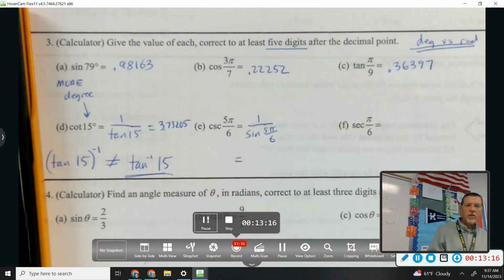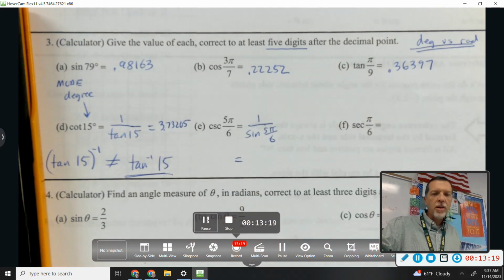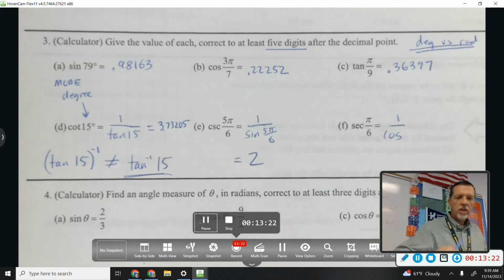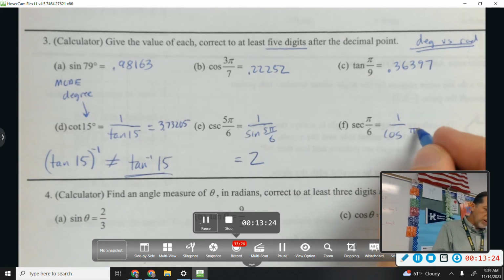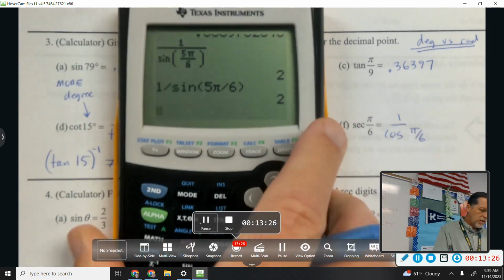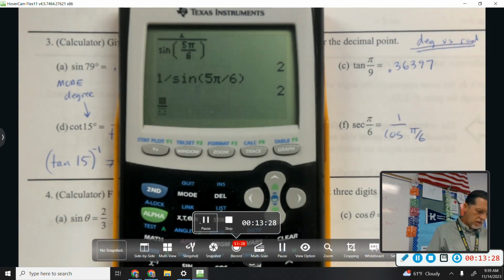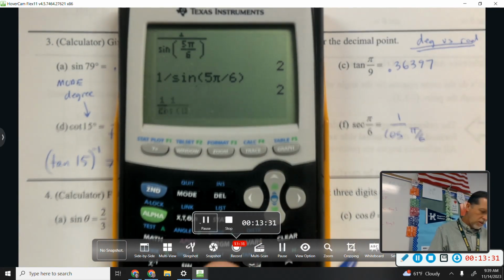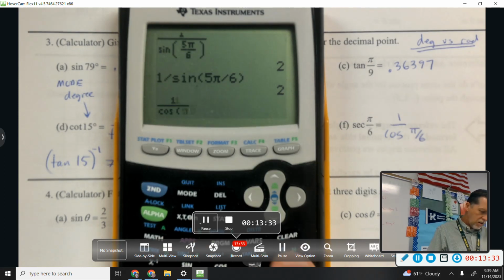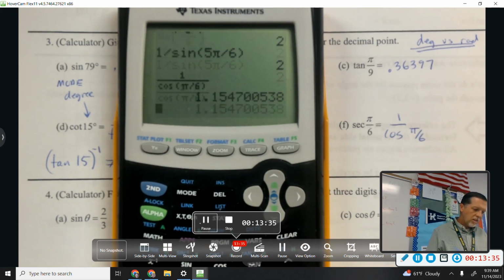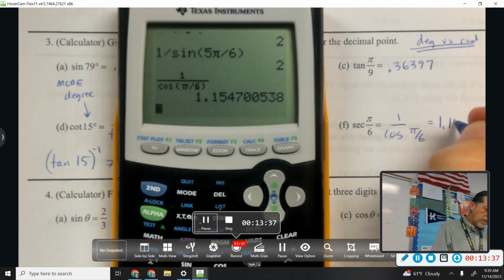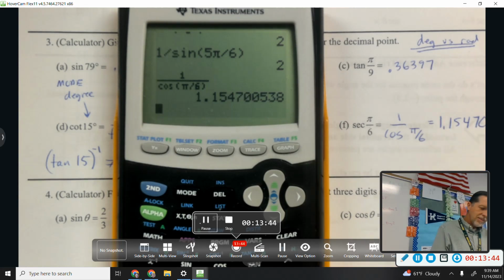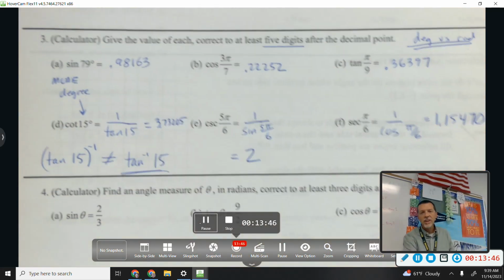Okay, so I'm going to hit pause and let you do E and F to make sure you can find all those right buttons on the calculator. So 1 over the cosine of pi over 6. 1 divided by cosine pi over 6: 1.15470. 5 decimals. That's overkill.